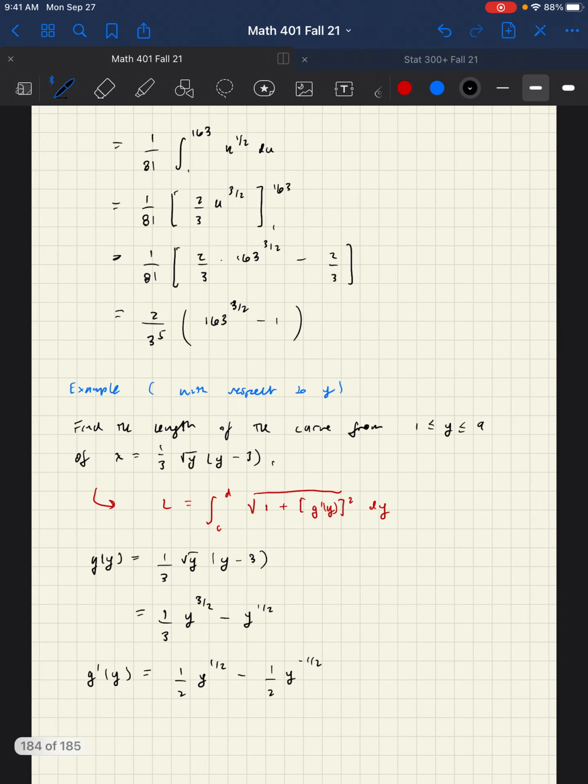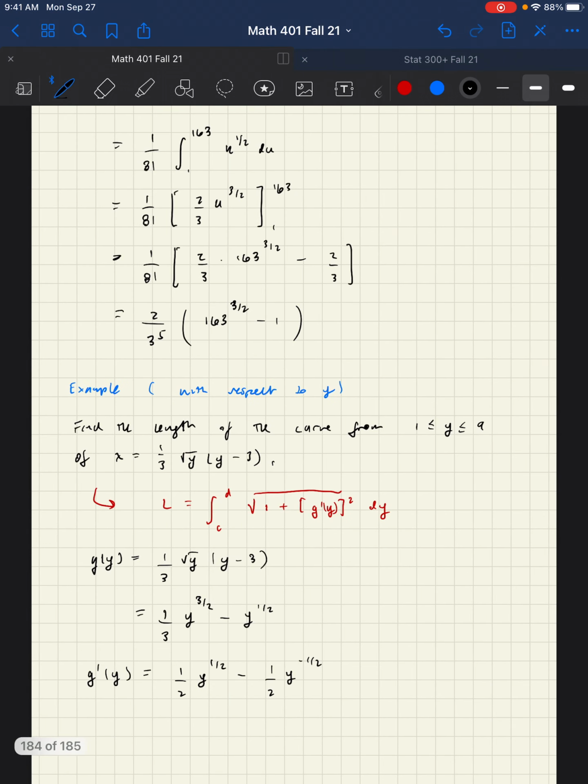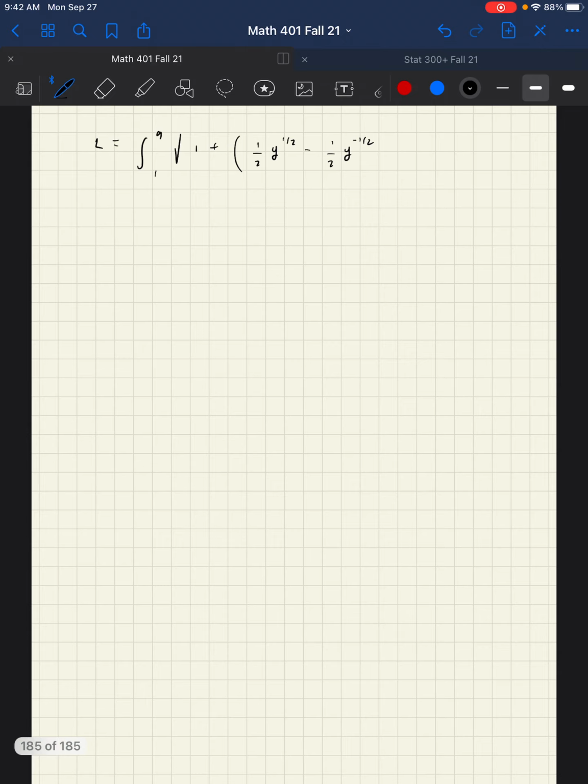Okay, then that is what we'll plug into the expression for g prime of y. And now we can find the length, the integral from 1 to 9 of the square root of 1 plus, and then our expression was 1/2 y to the 1/2 minus 1/2 y to the negative 1/2. Is that right? Yes, that was a negative. Okay, cool. Then we're going to write, okay, so that's squared, all under the square root dy.